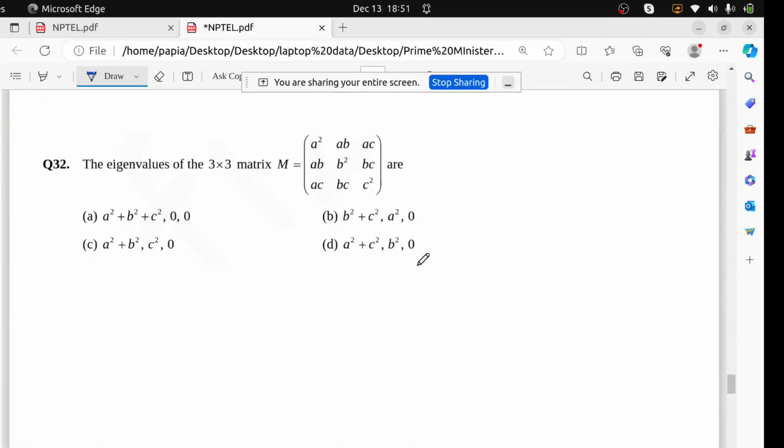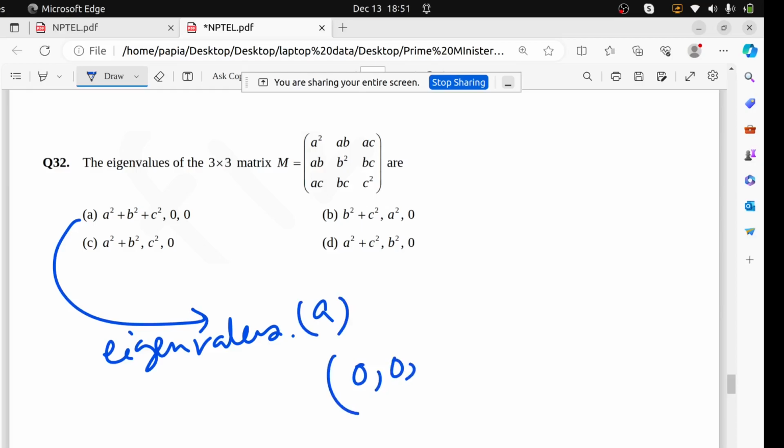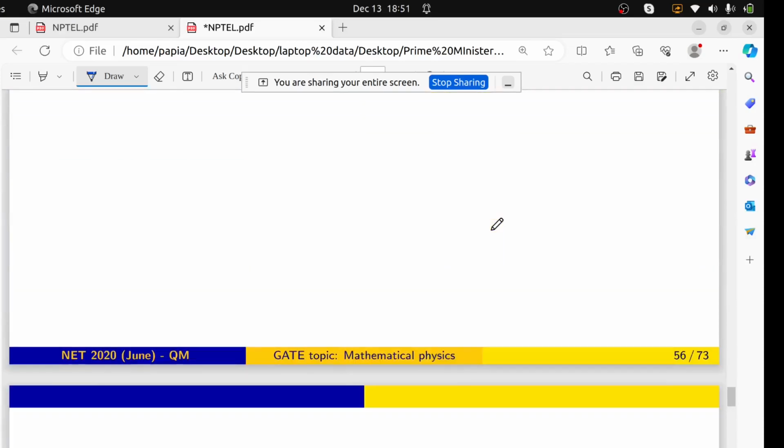June 2020 question again. This one you have to tell me. The eigenvalues of the 3 by 3 matrix M is how much? Because we have already discussed this one from the first question. You have to tell me. Option yes, good. Because here 0, 0 and trace of M. Trace of M means A square plus B square plus C square. Okay, very simple. Now come to the next question.